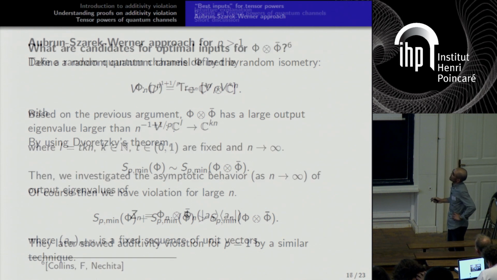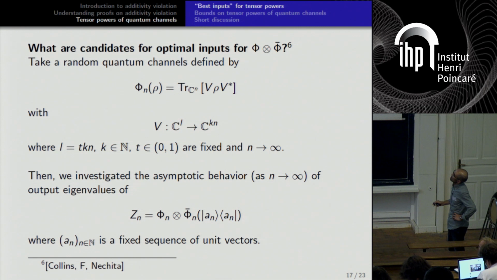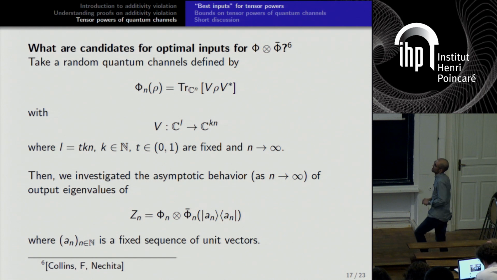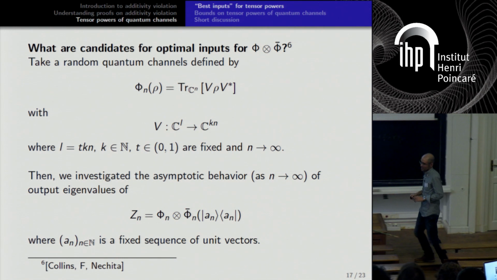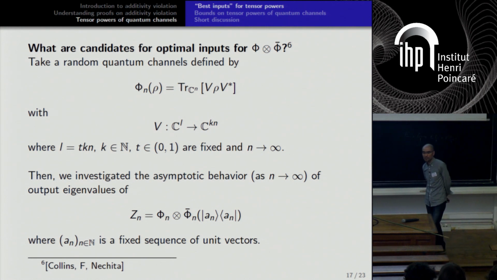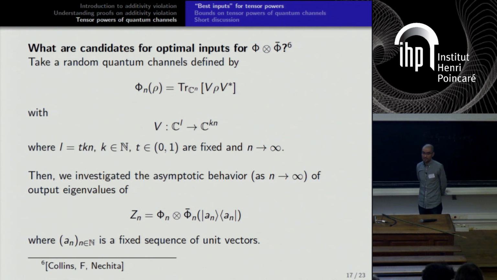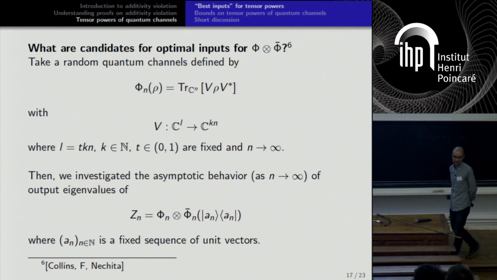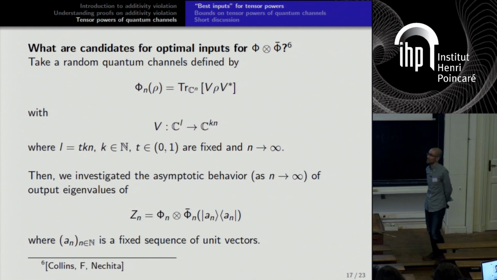Anyway, this is what we do. And then I'm going to my research. So now we know that additivity is not true for the tensor product of channels. And our question is: what are good inputs for the tensor product? Is it a Bell state? Is there any other good state?